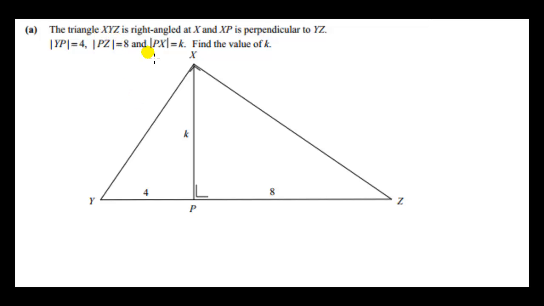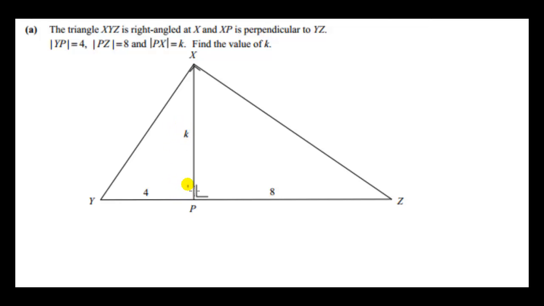The triangle XYZ is right angled at X, and XP is perpendicular to YZ, as you can see. YP is 4, PZ is 8, and the distance of P to X is K. We want to find the value of K.